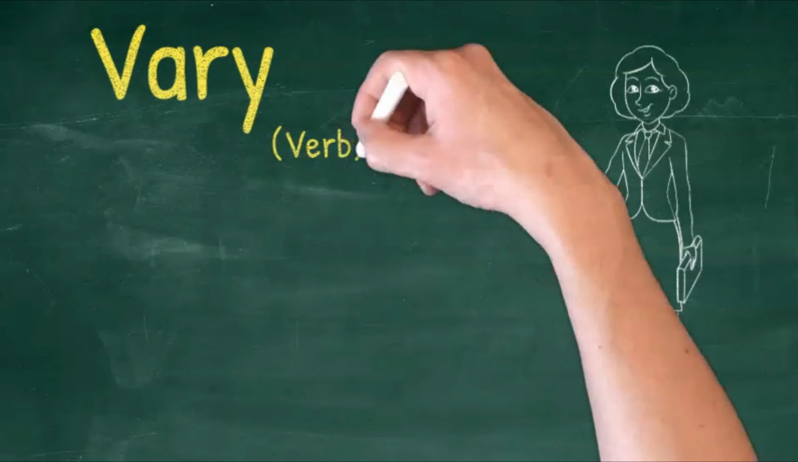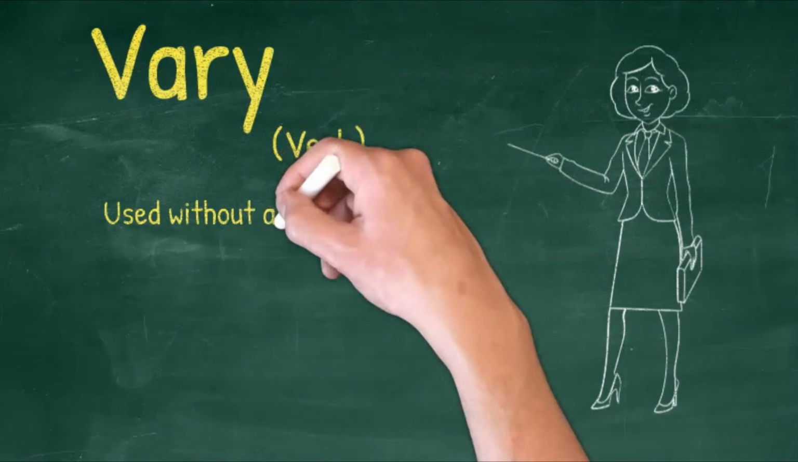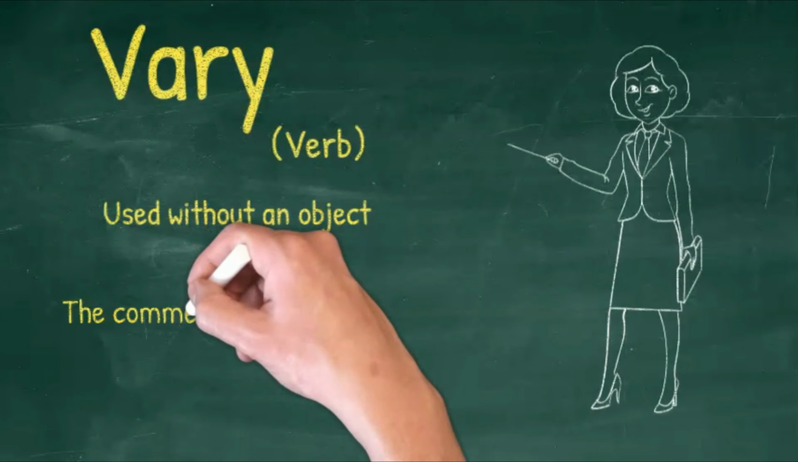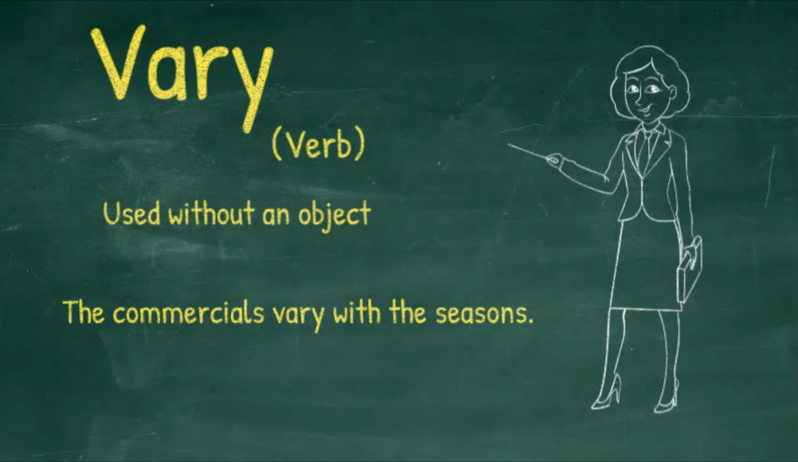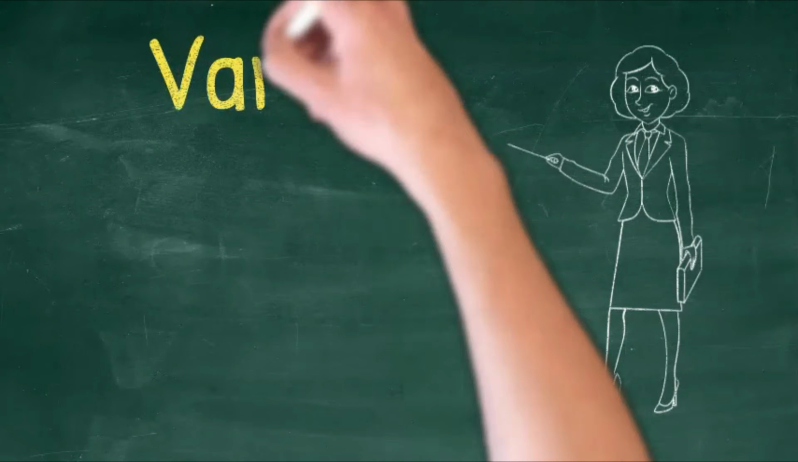And now let's look at the word vary used without an object. The commercials vary with the seasons. This simply means that the commercials are different in each season.